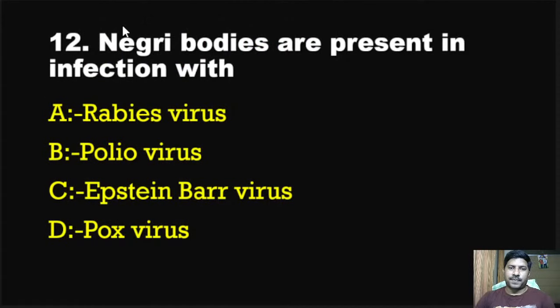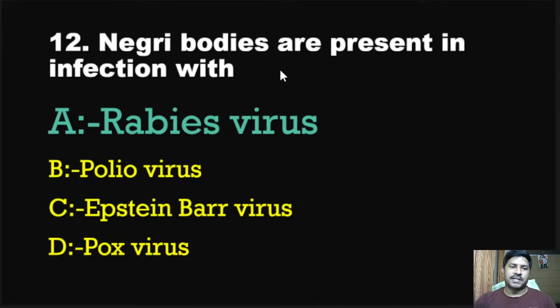Next question. Negri bodies are present in infection with rabies virus, polio virus, Epstein-Barr virus, or pox virus. Negri bodies are a characteristic feature of one of these infections. Correct answer here, rabies virus. Negri bodies are seen in rabies virus infections. They are seen in the neurons. The Negri bodies, or dark colored spherical bodies, are seen in the neurons, usually with rabies encephalitis.